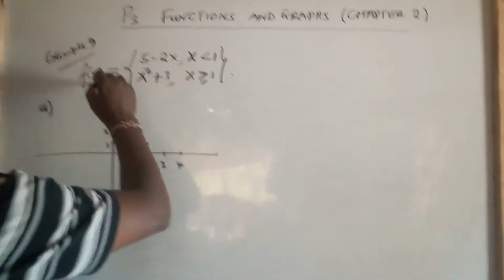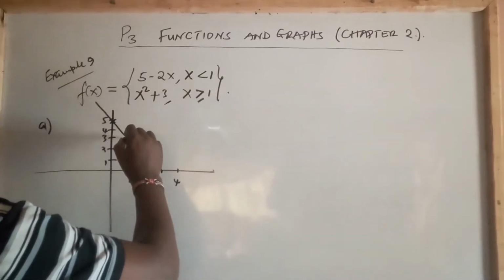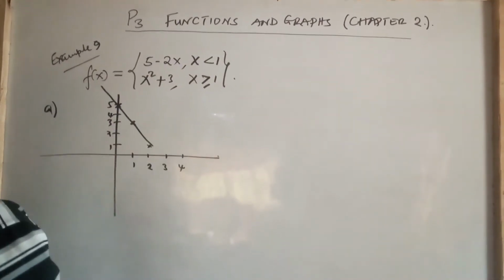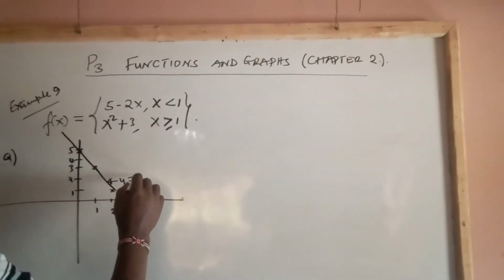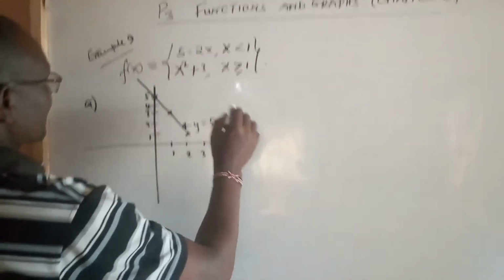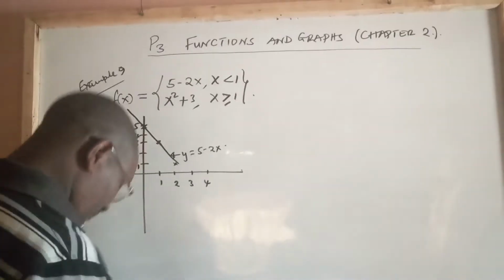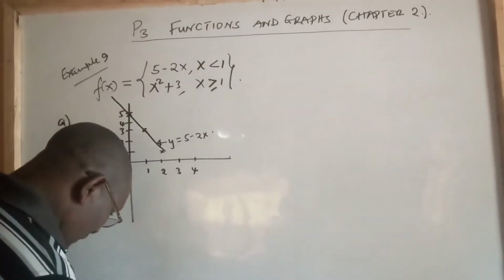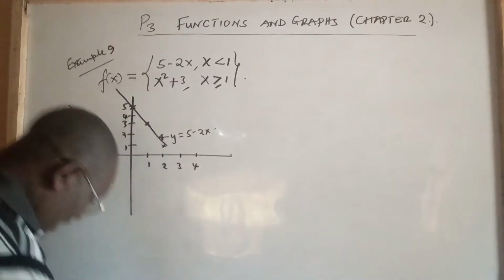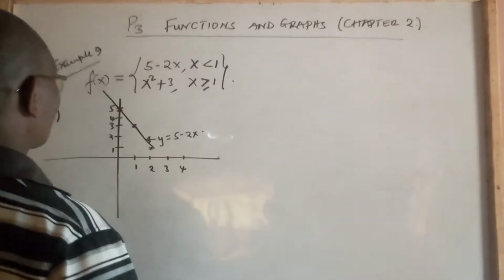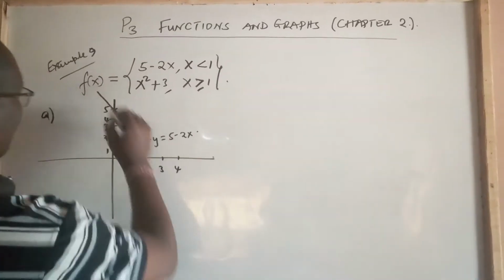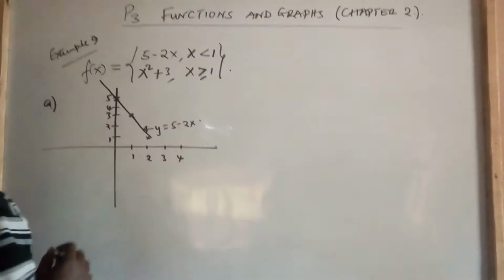And you're going to have a straight line. How do you name this one? y is equal to 5 minus 2x. That is one part of the equation. All of them, of course, are y equals f(x), but specifically, this is the linear part of the function.